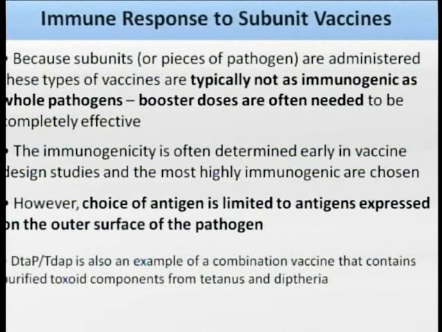And one last thing I wanted to say about subunit vaccines is that the choice of antigen is often limited because you have to use what's on the outside of the virus or the bacterium. So you're limited to what that pathogen provides you on its outer coat. So that is somewhat limiting to what will be used by vaccine biologists.